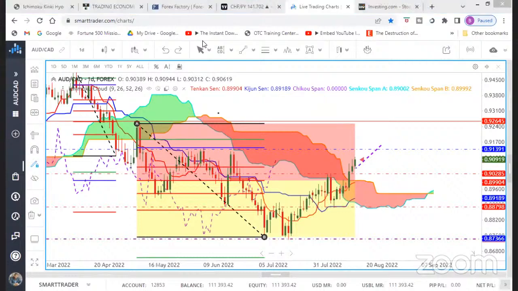Hey, Ben, is that too, once it breaks above the cloud, is that too far distant for a second entry? To get long? No, it's all just going to come down to risk management for you. Just still manage your risk, based on where you want to move that stop.